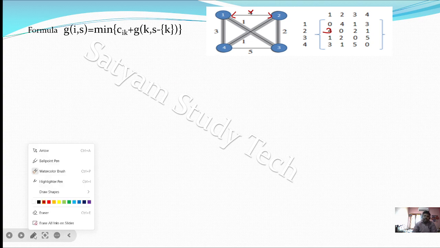Sometimes it can be given like this. Here it is bidirectional, with 1 to 2 and 2 to 1 separate. For example, 1 to 2 is 4 and 2 to 1 may be 3, a different value. So in a bidirectional graph, 1 to 2 is 4 and 2 to 1 is 3. But here it is an undirected graph, so 1 to 2 is 4 and 2 to 1 is also 4.